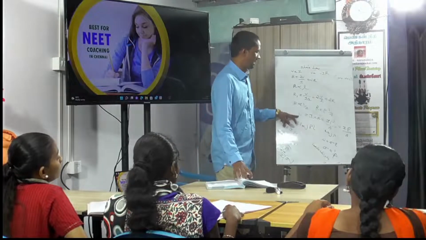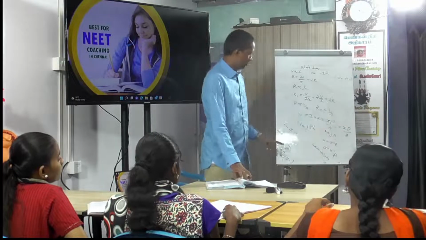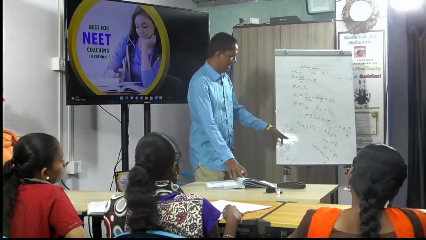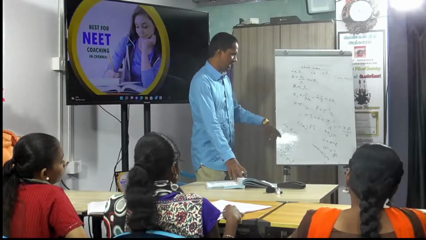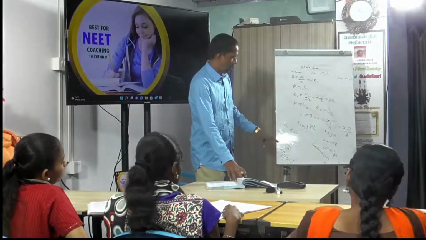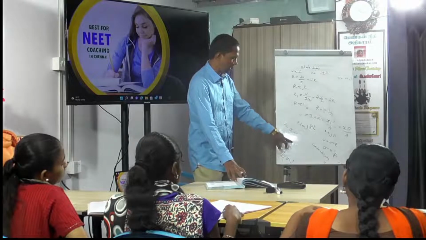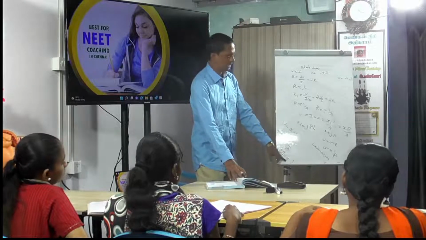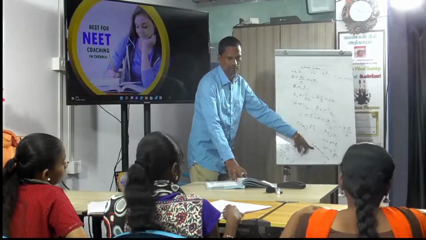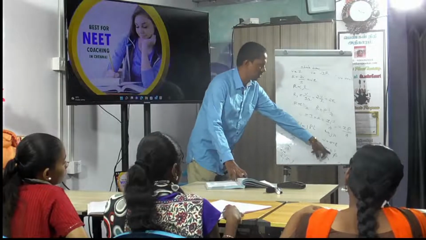V is equal to I rho l by A. So 1 by V is equal to the inverse of it, A by I into 1 by rho. 1 by V is equal to A by I into 1 by rho. 1 by rho is nothing but sigma. Sigma is nothing but conductivity, specific conductivity. So specific conductivity is equal to 1 by rho.